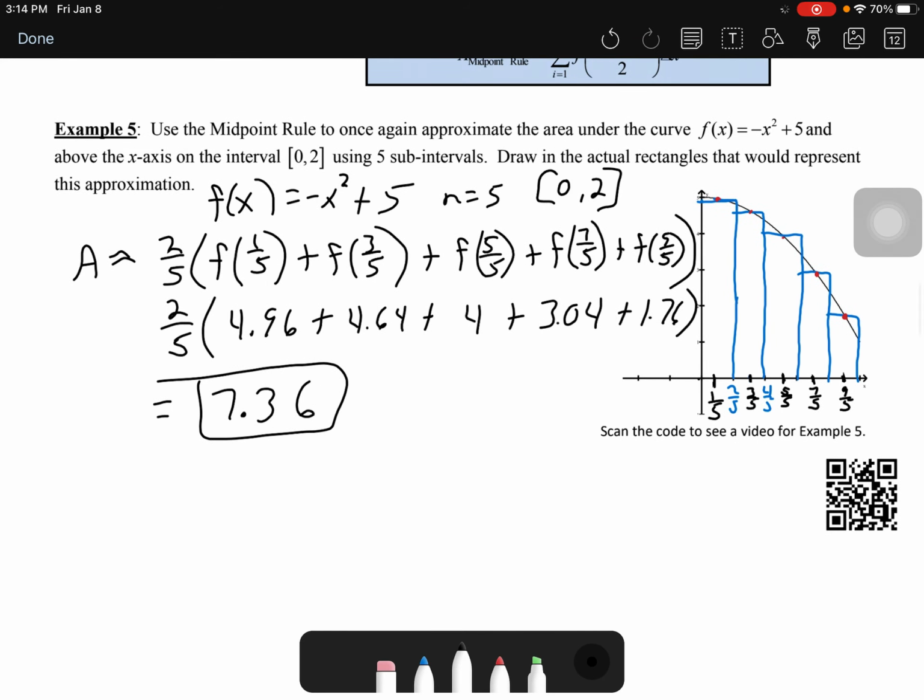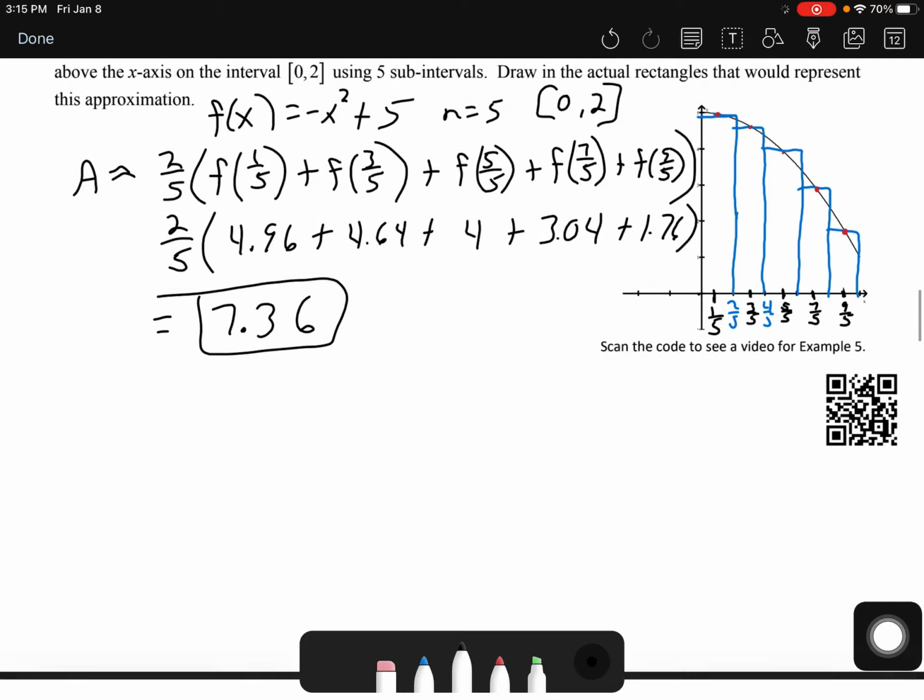So that is what a midpoint sum is. That's how you do it. You find the middle of each of those rectangles and then find the function values for the heights, add those up, and multiply by the width. The width, again, is always going to be b minus a over n. In this case, 2 minus 0 divided by 5. Okay?